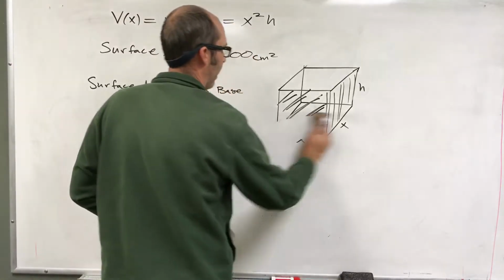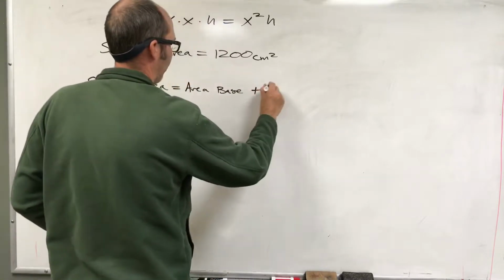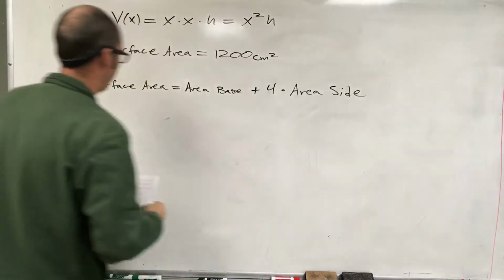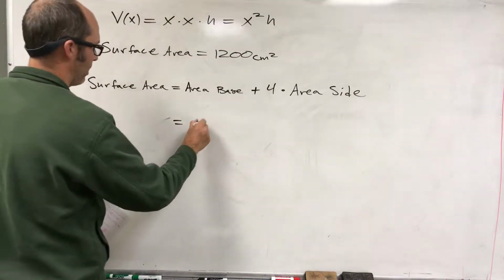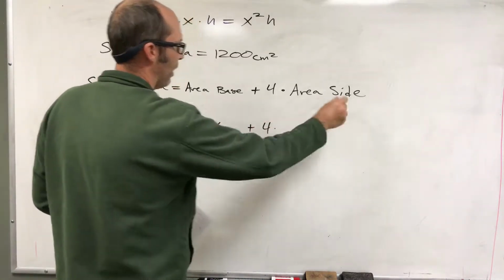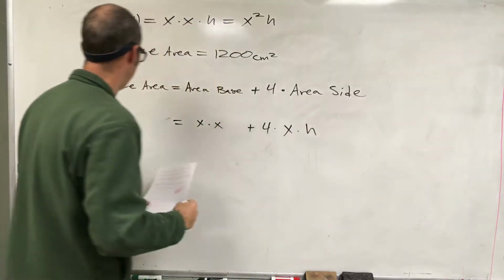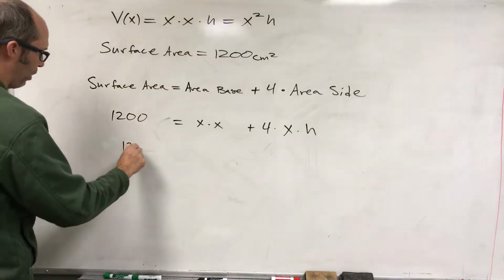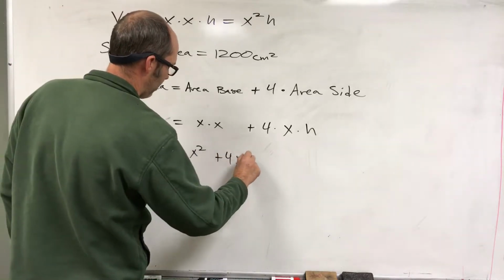Let me write that out horizontally here: the area of the base plus 4 times the area of a side. The area of the base is length times width, so that's x times x, plus 4 times the area of the side, which is x times h. We were told the surface area is 1,200. So here we have 1,200 is x squared plus 4xh.